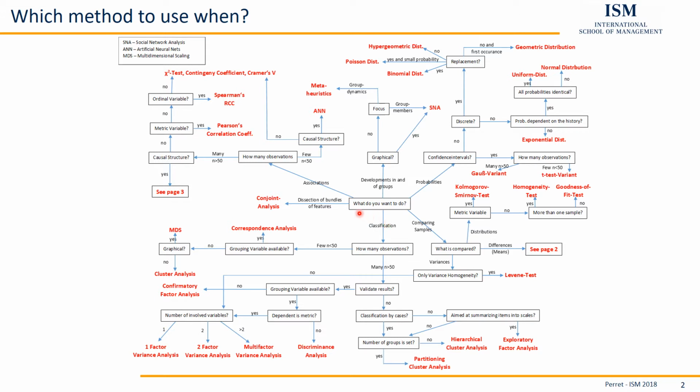Well, let's start here on the left with the dissection of bundles of features, not because it's the easiest and fastest to go, but because it's the fastest way to actually already finish one of the 6 different parts, because in this case, the best possibility would be a conjoint analysis. So first idea, what is this dissection of bundles of features all about?